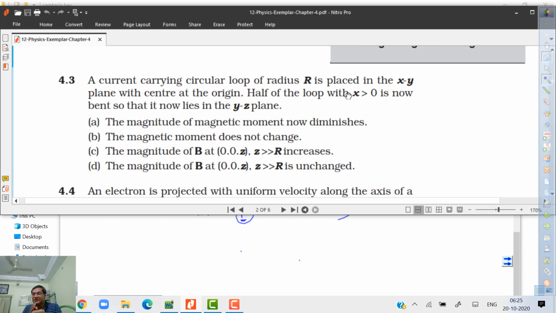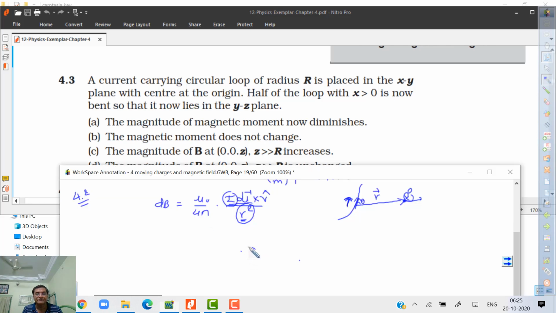Now for x greater than 0, this part, this side is positive and this side is negative, is bent. So it comes in the yz plane. It looks like this. This is the previous one, and now it looks like this. Understood? So this angle, if you see, is 90 degrees.